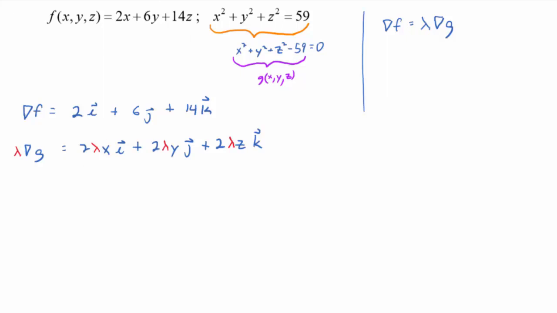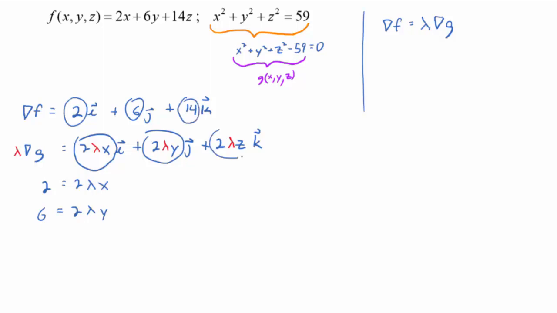So corresponding components, set them equal. What do we get? 2 equals 2 lambda x, right? This one set equal to this one: 2 equals 2 lambda y. This one equals this one: 14 equals 2 lambda z. There was one more equation. What is it? Yeah, the constraint, which I usually write in the original form: x squared plus y squared plus z squared is equal to 59.